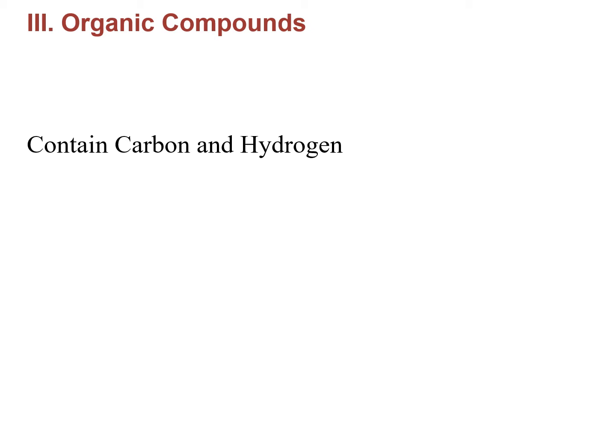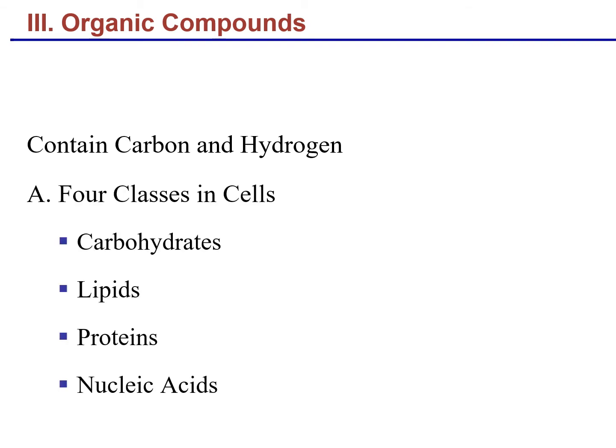So carbon alone doesn't do it. It has to be the combination of carbon and hydrogen. When we look at cells, there are 4 flavors of organic compounds. That is to say, there are 4 classes of organic molecules that make up the structure of cells: carbohydrates, lipids, proteins, and nucleic acids. We're going to talk about each in turn.